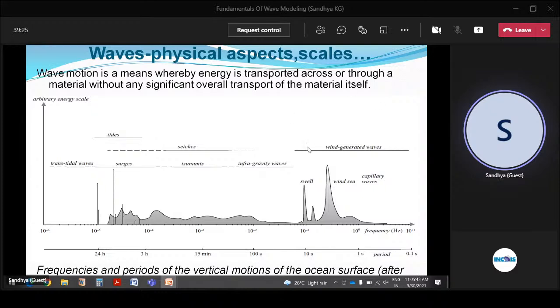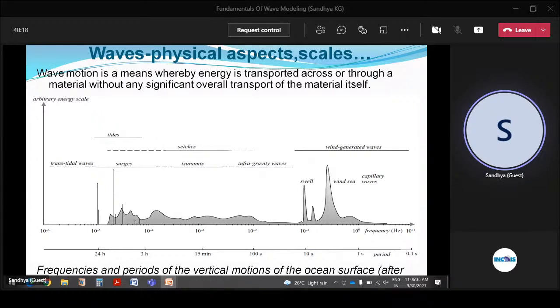Here we will be considering only this right side part of this scale, because here there are wave categories called tides, seiches, storm surges, tsunamis, infragravity waves, swells, windsea, capillary waves. So these waves differ among themselves in terms of their frequencies or periods, energy levels, and causative forces, etc. So tides have periods of the order of days, a few days or a few hours. Storm surge also, it depends on the geometry of the generating wind. And seiches, it depends on the characteristics of the harbor in which they are formed.